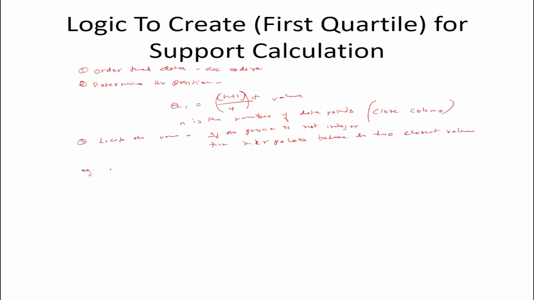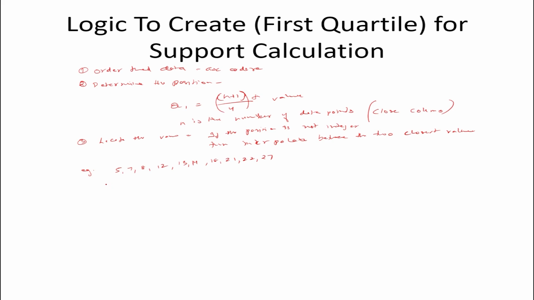Let's say we have a list of closes of multiple days: 5, 7, 8, 12, 13, 14, 18, 21 and 27. So this is the list of items. We have 10 items, right? Then we will try to create the first quartile. For this, let's order the data. I think the data is already ordered.